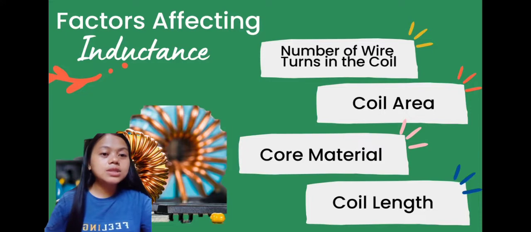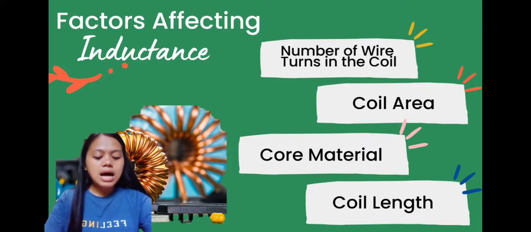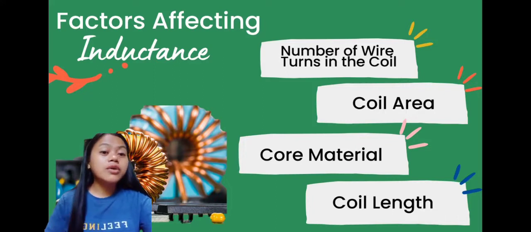Okay, then, second is coil area. So, isa din ito sa mga nakaapekto, kumbaga, sa inductance. Okay. Inductance is proportional to the coil area. Greater the coil area, the greater the inductance. Greater coil area presents less opposition to the formation of magnetic field flux for a given amount of field force. So, sabi nga dito, if the coil area is malawak, kumbaga greater, then the inductance is greater also.